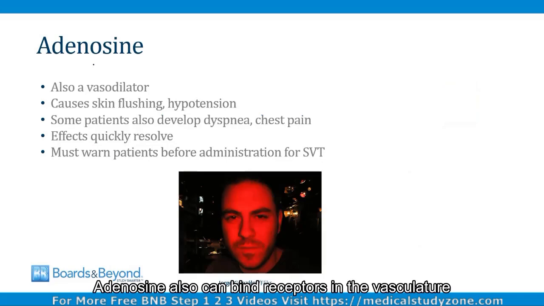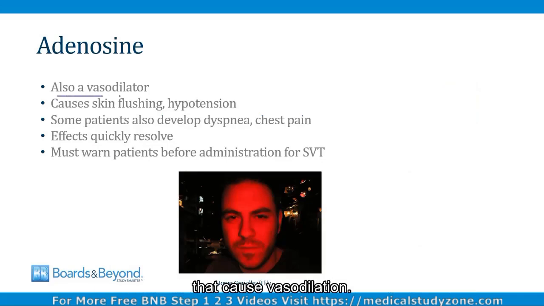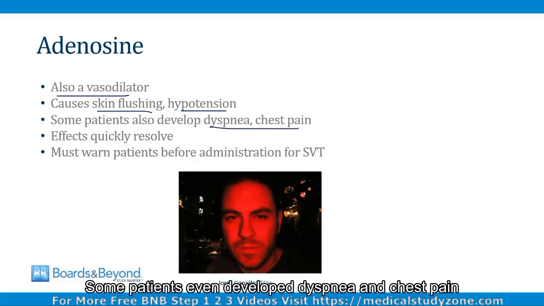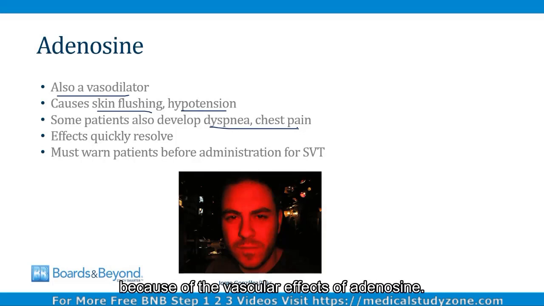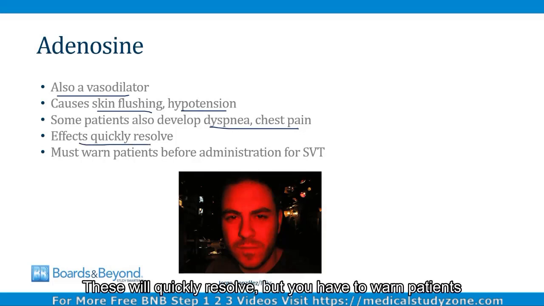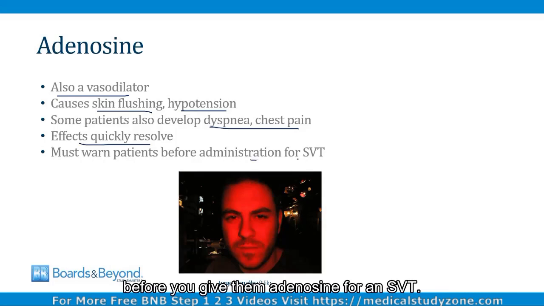Adenosine also can bind receptors in the vasculature that cause vasodilation. What this means is when you administer it, patients often develop skin flushing. They can develop hypotension. Some patients even develop dyspnea and chest pain because of the vascular effects of adenosine. These will quickly resolve, but you have to warn patients before you give them adenosine for an SVT.